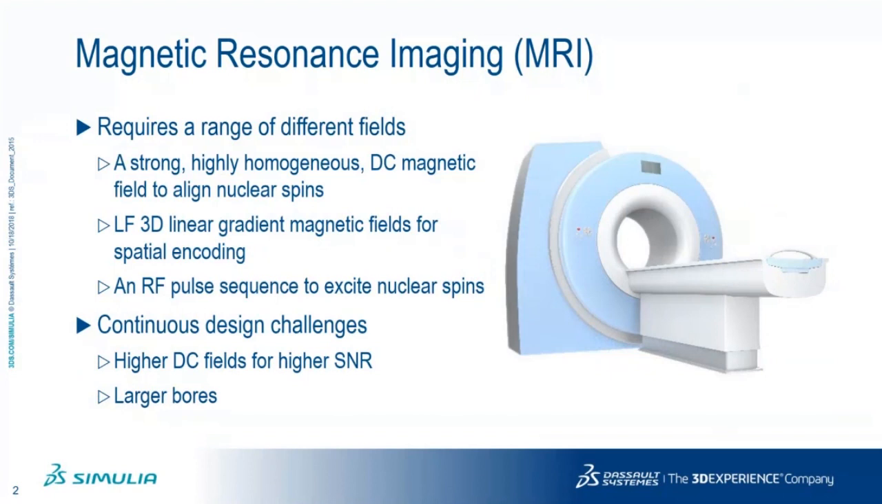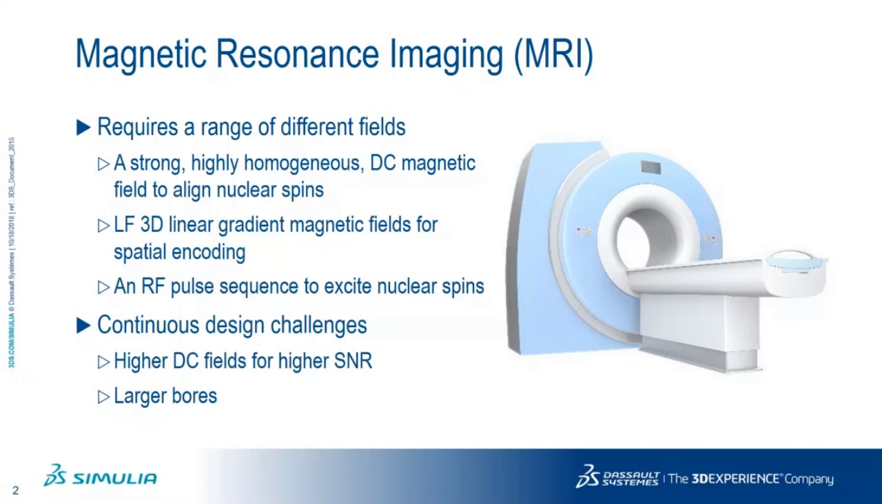MRI systems, we want to get a three-dimensional image from nuclear spins. How can we do that? I guess I don't need to talk too much about the background here, but just as a very brief reminder, we basically need an overlay of three different magnetic fields: a very strong and highly homogeneous DC static field, a low frequency gradient field for getting a 3D image, so for the spatial encoding, and finally a radio frequency pulse that really excites the spin so that we get a response and can create an image of it.